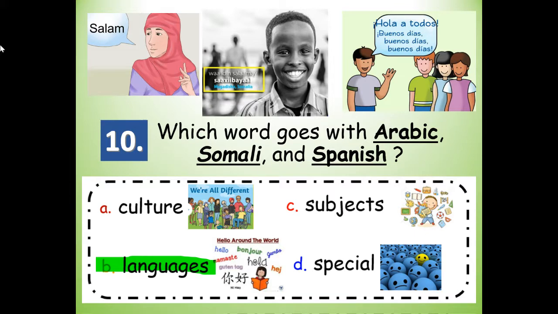Those are all languages. Languages go with Arabic, Somali, and Spanish. Arabic is a language, Somali is a language, and Spanish is a language. Languages.